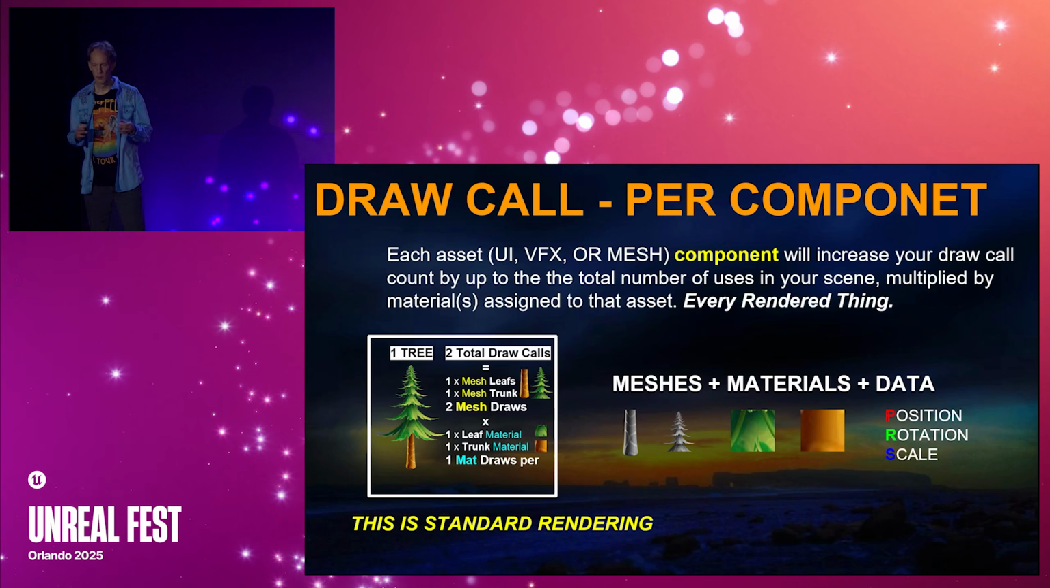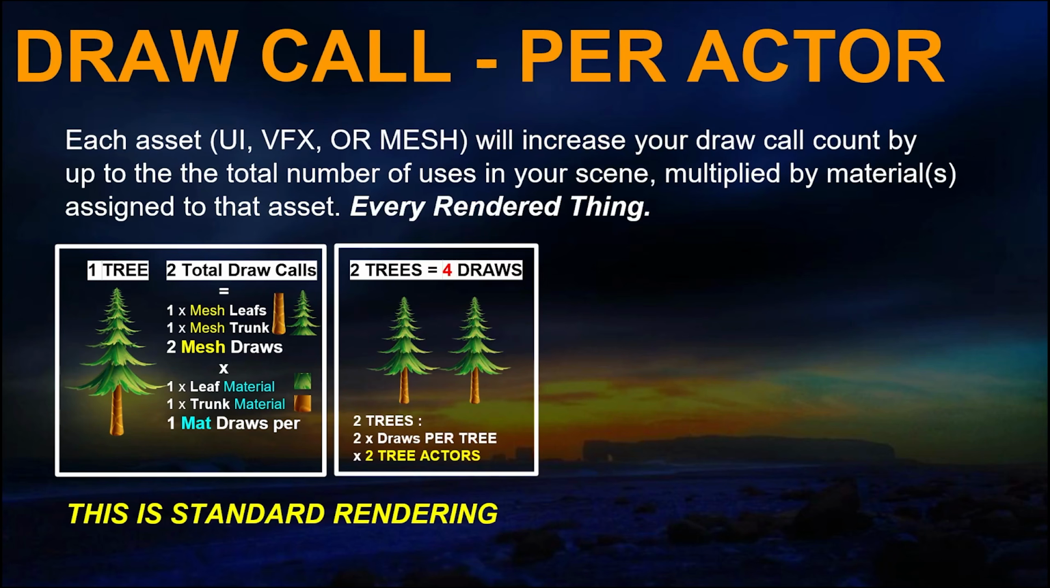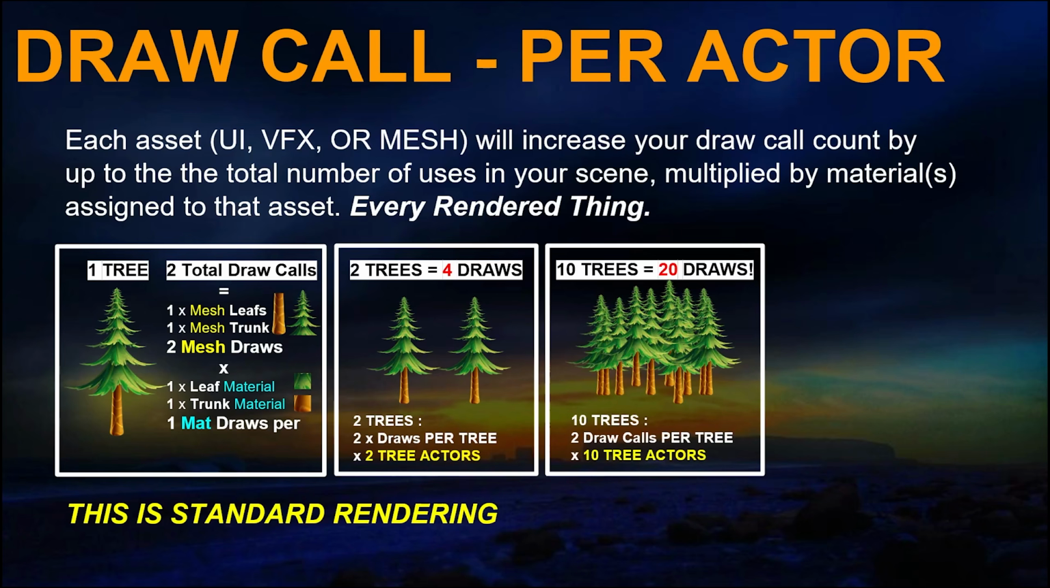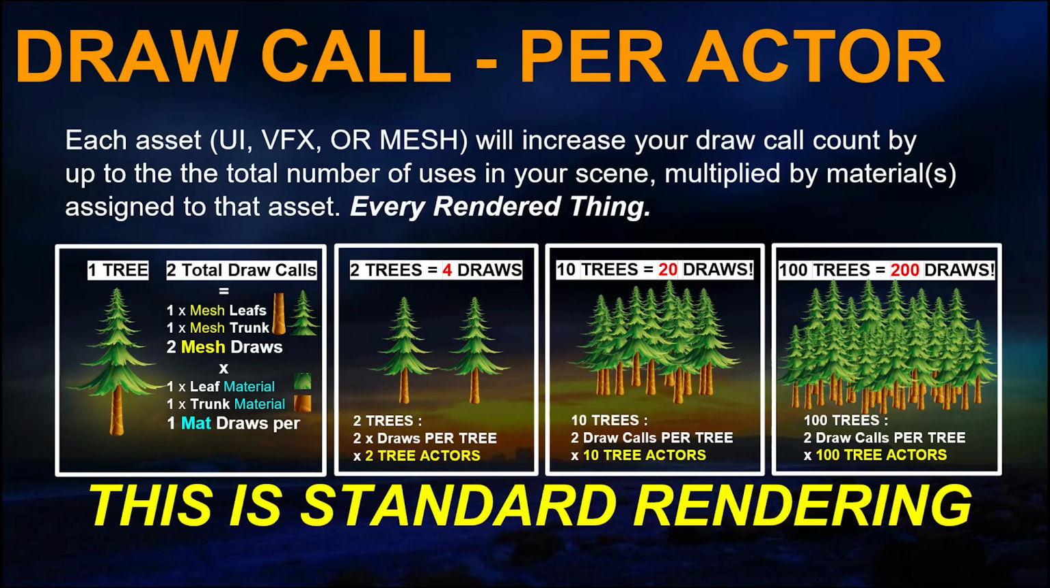So you get a draw call per component. We're going to talk about every rendered thing. I feel like this is standard rendering, which is if you have 2 tree actors, 4 components, 2 trunks, 2 branches, you're going to have 4 draw calls, one for each component, each material. 10 trees, 20 components, 20 draws. 100 trees, 200 draws for 200 components, an actor with the trunk and the tree on it. This is standard rendering. This is what we get on mobile and everything like that.